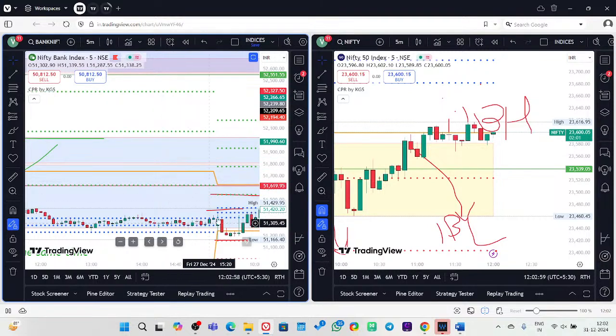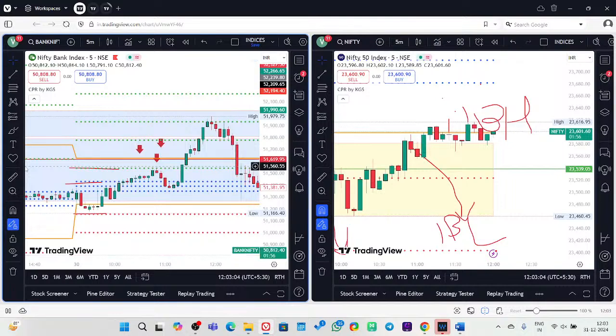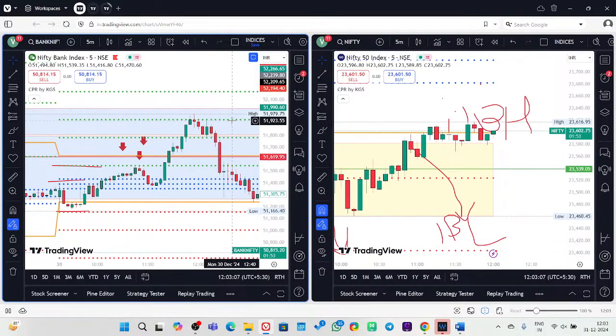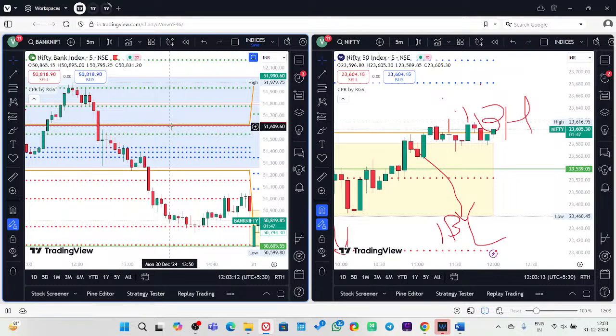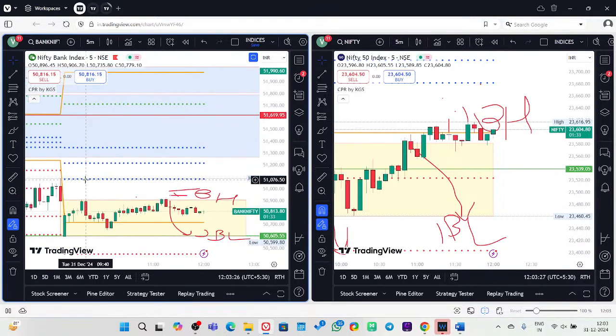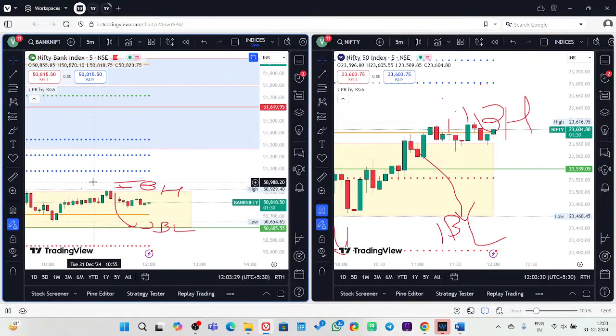This blue area is the gap border. Gap borders are really powerful supports and resistances. When a move comes from a gap border, such big moves could happen, if it sustains for a period of time. Swing highs, swing lows, gap borders, supply and demand zones are the powerful supports and resistances.